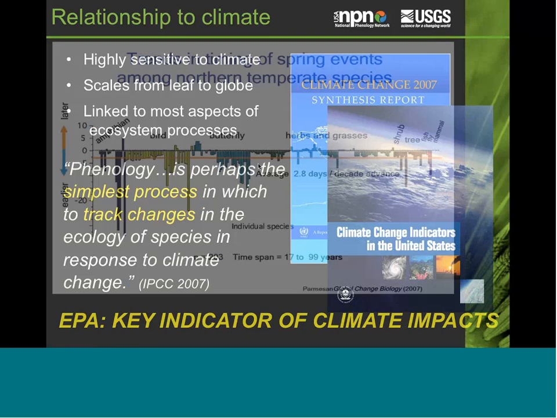So Parmesan studied this and found that, on average, we've seen advancements in spring phenology, or a trend toward earlier phenology in spring events. This really varies across taxa. So the key point here is, yes, while things are getting earlier overall by an average of 2.8 days per decade, we see a lot of variation across species and taxa.